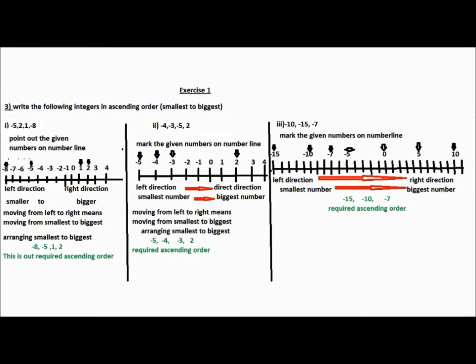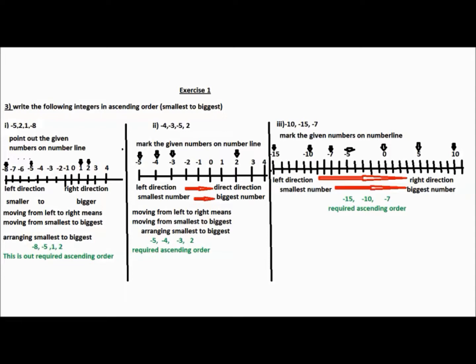Now write the following integers in ascending order. Ascending order means smallest to biggest. The numbers given are minus 5, 2, 1 and minus 8. So just mark on the number line minus 5, 2, 1 and minus 8. The minus numbers are on the left side of 0, and the positive integers are on the right side of 0. So left side numbers are smaller, the right side numbers are bigger. Moving from left to right means moving from smallest to biggest.